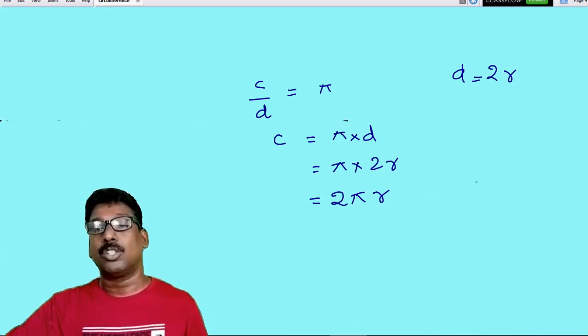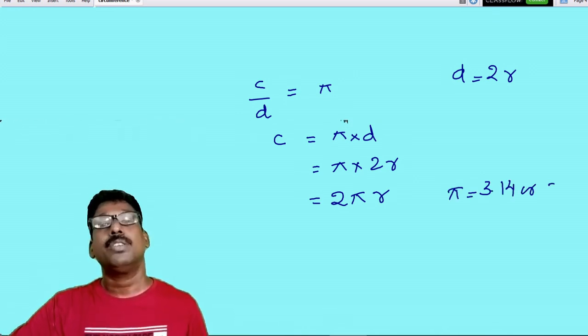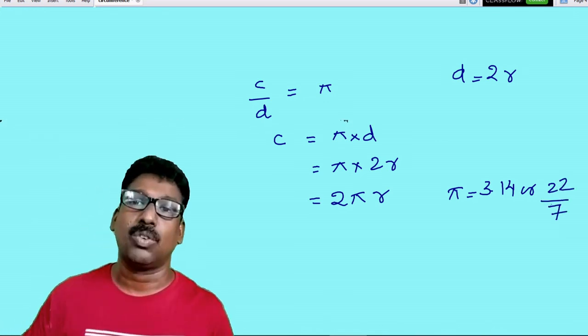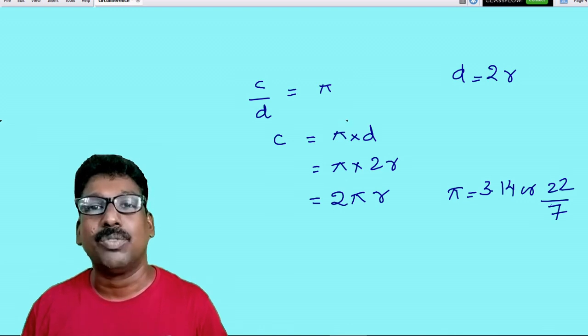That means if the radius is known, you can find the circumference as circumference is equal to 2 pi r, where pi is equal to 3.14 or 22 by 7. By using this formula, you can find the circumference of a circle.